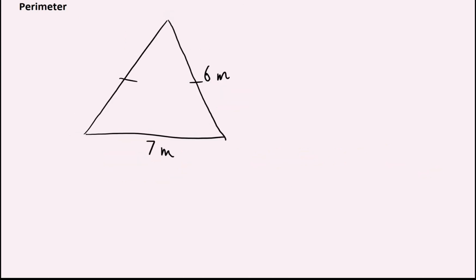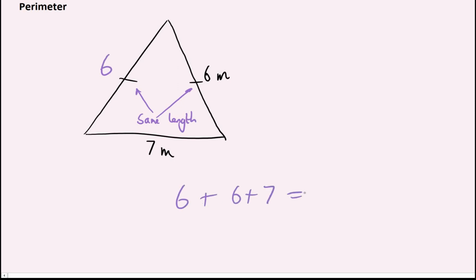Quick thing to be aware of, for some triangles like isosceles triangles, you'll have pairs of lengths being the same. Rather than write 6 metres all over the place, we use this line. If you ever see two lines like this, that means they represent two things that are the same length. So therefore here we've got 6, 7 and another 6. So for the perimeter, you would add together those three lengths, which gives you a total of 19 metres.